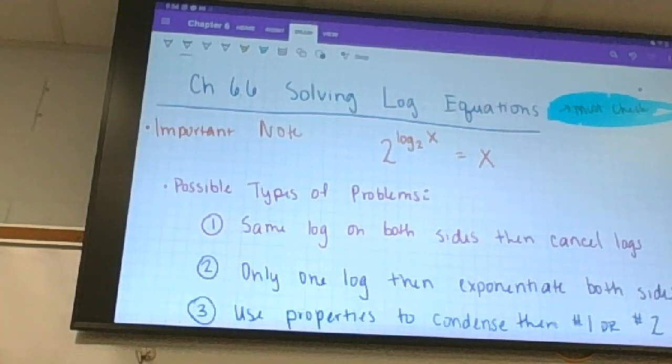And then the third type is you have to use a condensed property first. So sometimes, when we were expanding and condensing, we're going to have to utilize some of that for the most difficult problems in this part. So first you might have to condense and then you do one of these things.